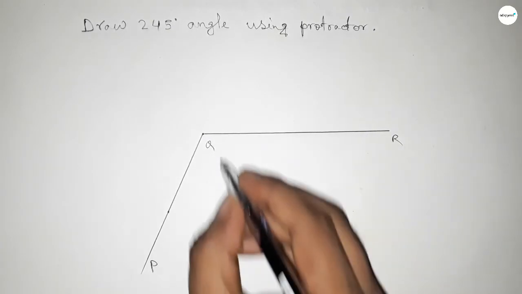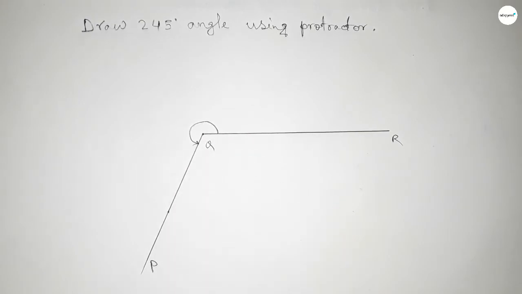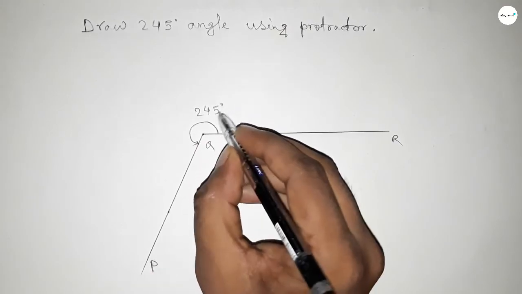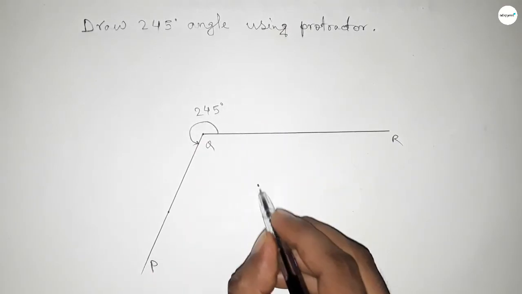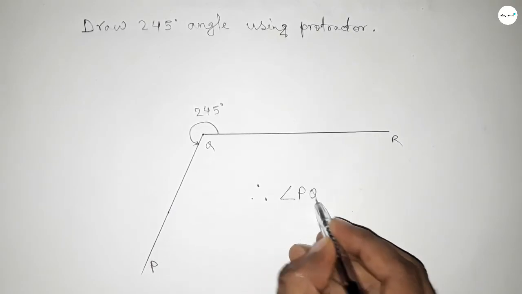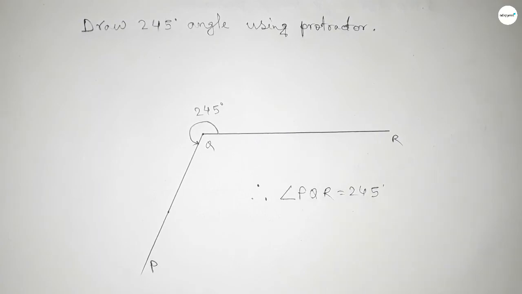And this is PQR. So this is angle PQR equal to 245 degree. So therefore, we can write angle PQR equal to 245 degree.